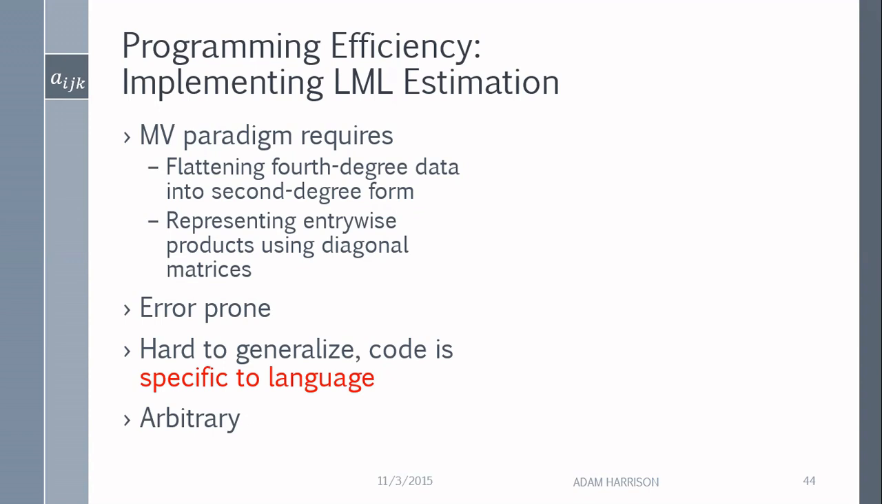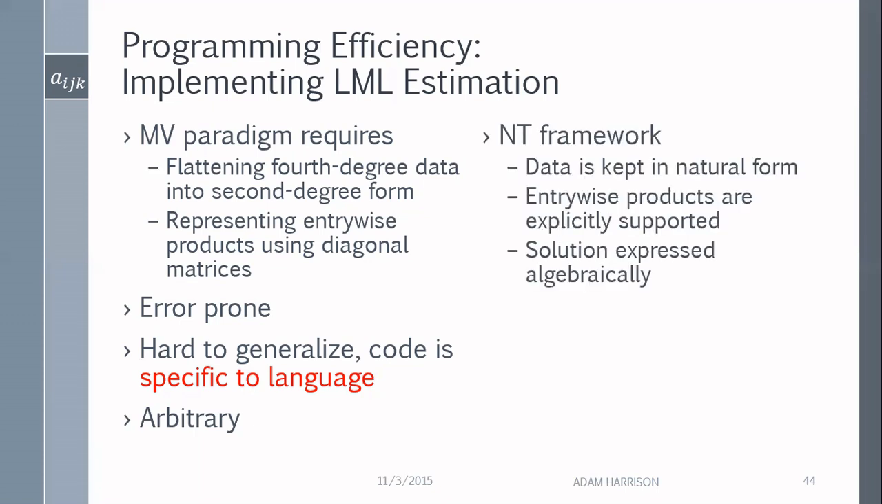So the matrix vector paradigm can lead to errors because it's not natural. Also, the code that we use is specific to the language. We have to model these flattenings and so on. So because it's not a good fit, we describe it as arbitrary, because there's more than one way you could flatten fourth degree data into second degree form, for example.